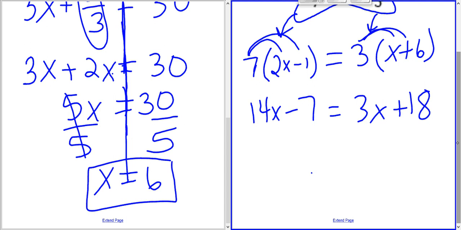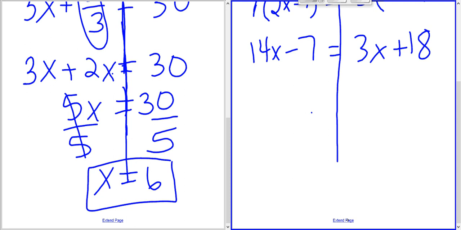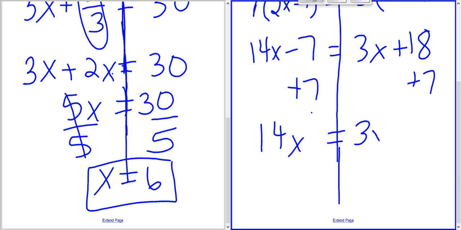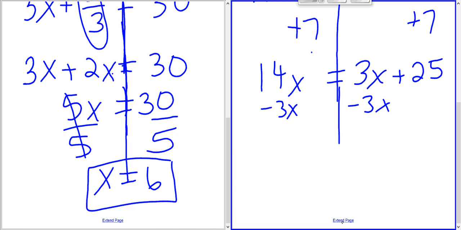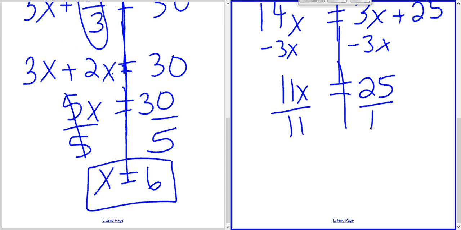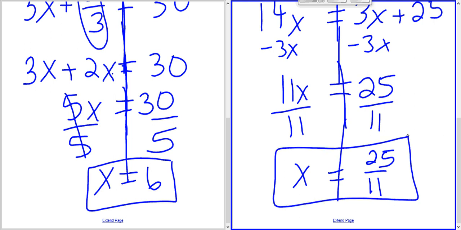So here, if we draw our line, we'll add 7 to both sides. This is 14x equals 3x plus 25. Move the 3x, subtract 3x. So you get 11x equals 25. And then lastly, divide both sides by 11. So x equals 25 over 11.